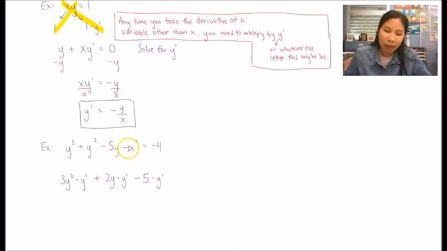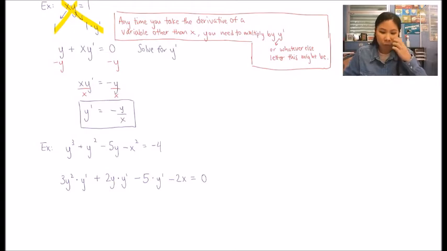And then I have the minus x squared, so now we're dealing with x's only. So I find the derivative like normal. So minus x squared, the derivative will be minus 2x. I have the equal sign. -4, the derivative is just 0, because -4 is just a constant.